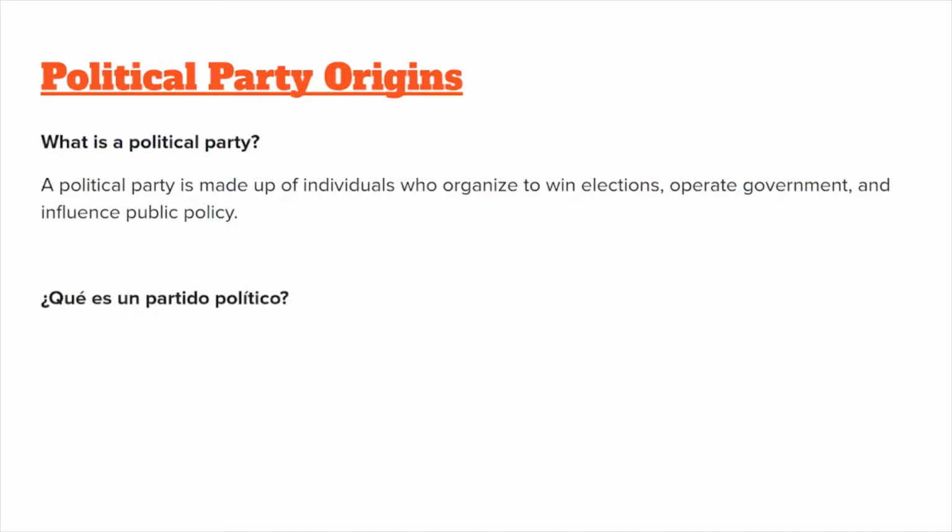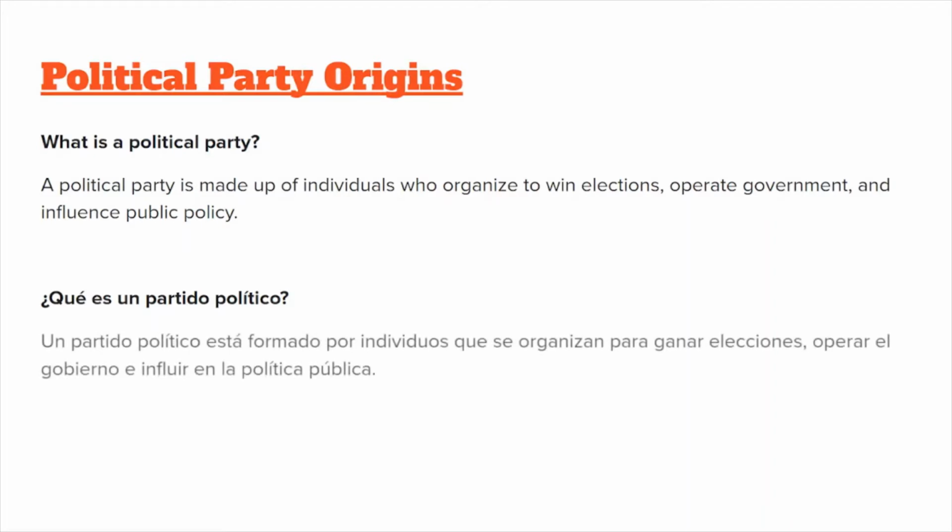¿Qué es un partido político? Un partido político está formado por individuos que se organizan para ganar elecciones, operar el gobierno e influir en la política pública.